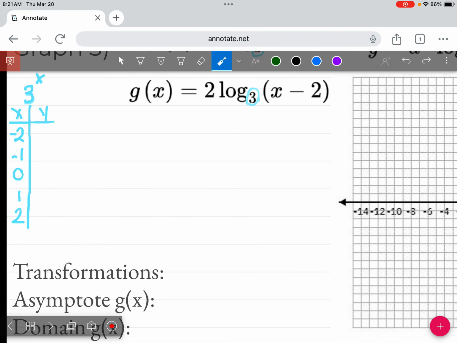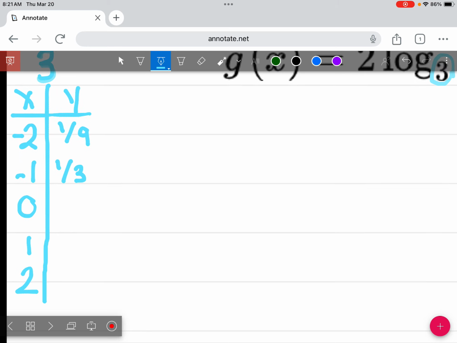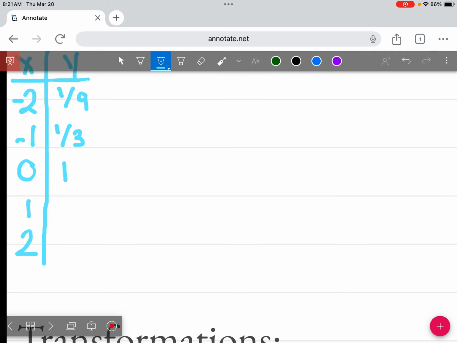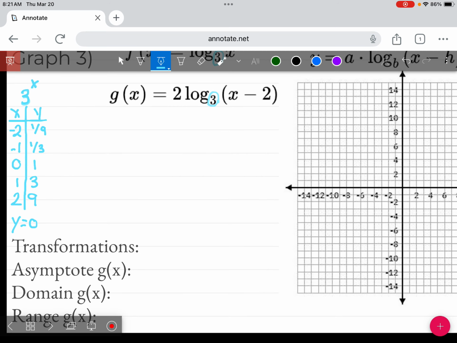To get our y values on here, we put these x's into our exponent. So 3 to the power of -2, we get 1/9. 3 to the power of -1, we get 1/3, and you can type these into the calculator. It is absolutely valid to use the tools at our disposal. 3 to the power of 0 is 1. Anything raised to the power of 0 is 1. 3 to the first is 3, and 3 to the second is 9. Every exponential function that's a parent like this has an asymptote at y equals 0. Again, not graphing that one.